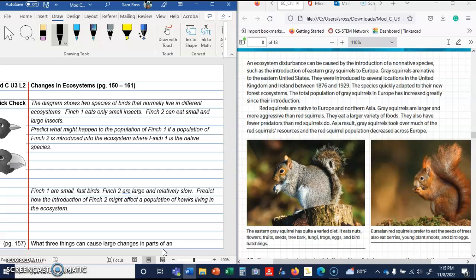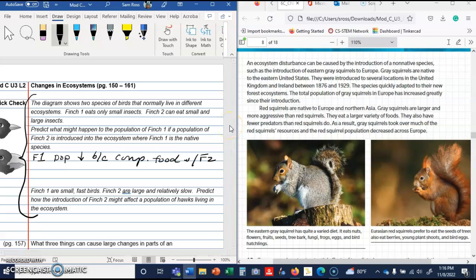So this is what would happen. Finch 1 population would decrease because of the competition for food with Finch 2. And you should write that in a way that you can understand it. But this is all one quick check right here. So Finch 1 population would decrease because of the competition for food with Finch 2.